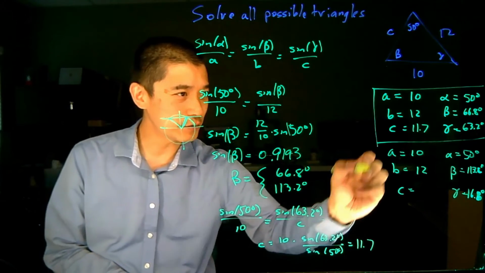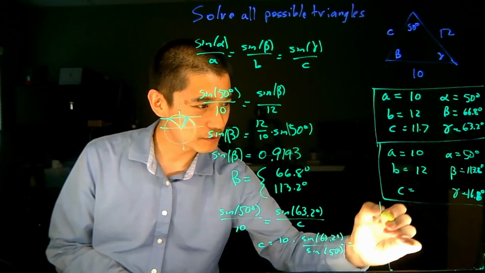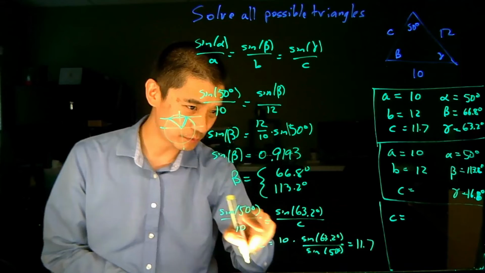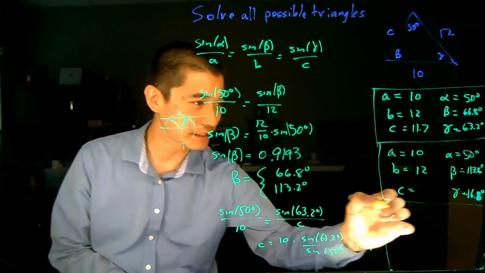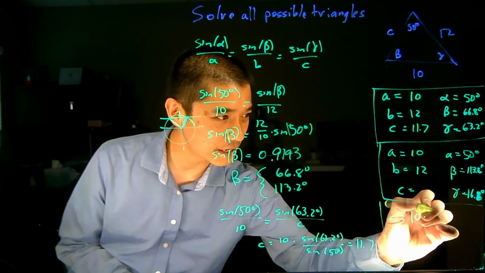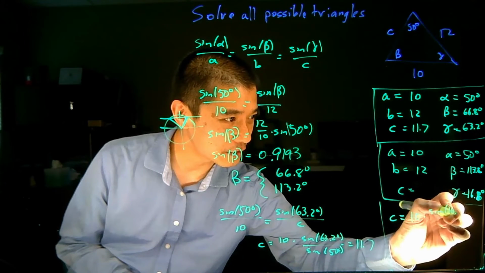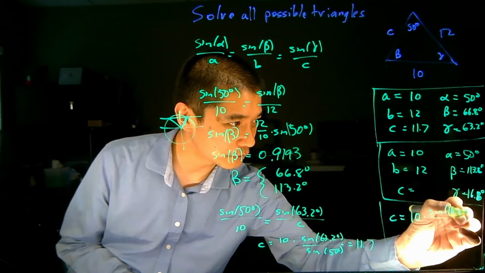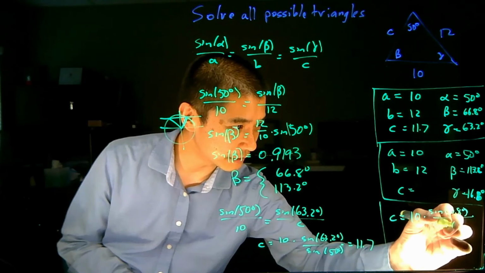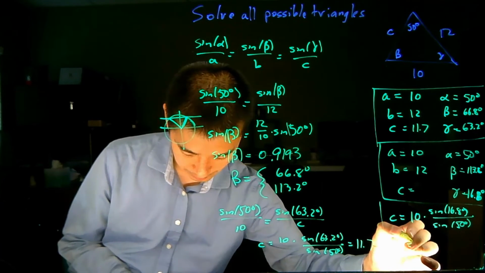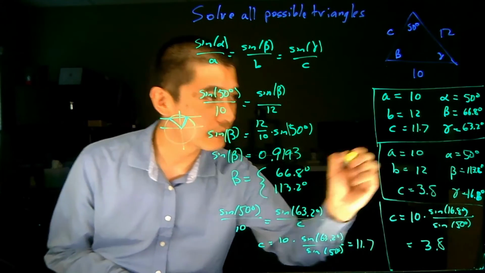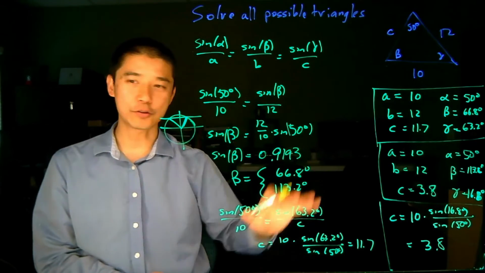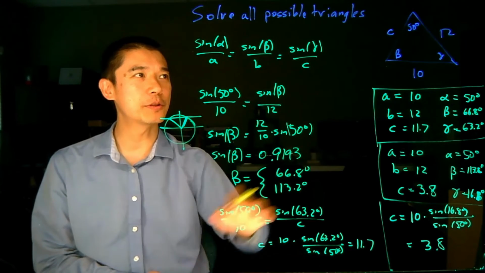And we can set up another equation to solve for C. So our C value is going to be equal to, if you just follow the same algebra here, the only thing that changes will be this angle gamma here. So it would be 10 times sine of 16.8 degrees over sine of 50 degrees. And you plug into a calculator, you get 3.8. And so in this case, there are 2 possible triangles that work with this configuration.